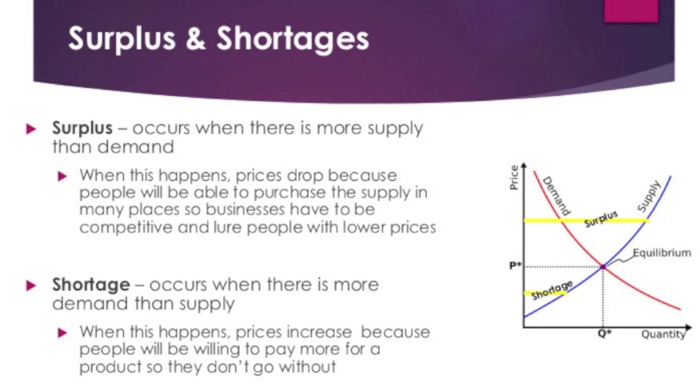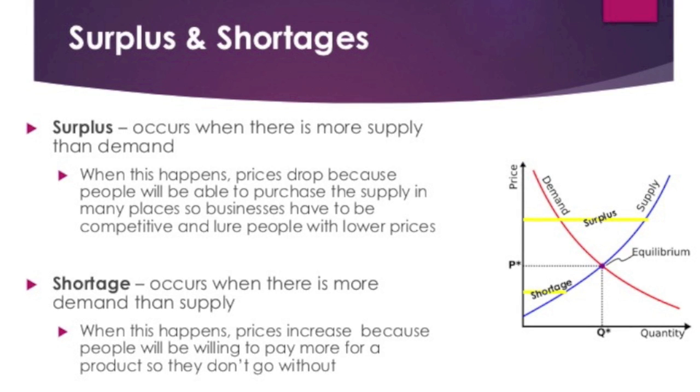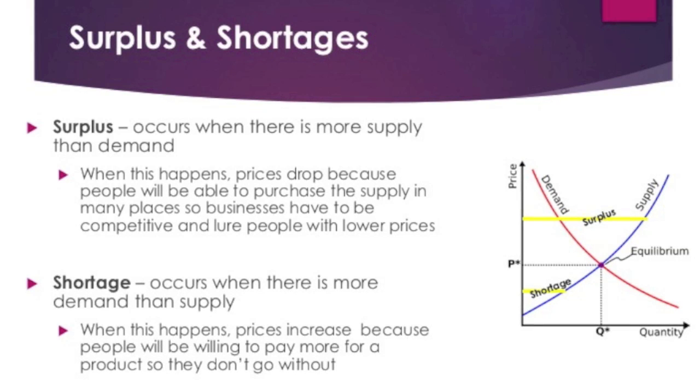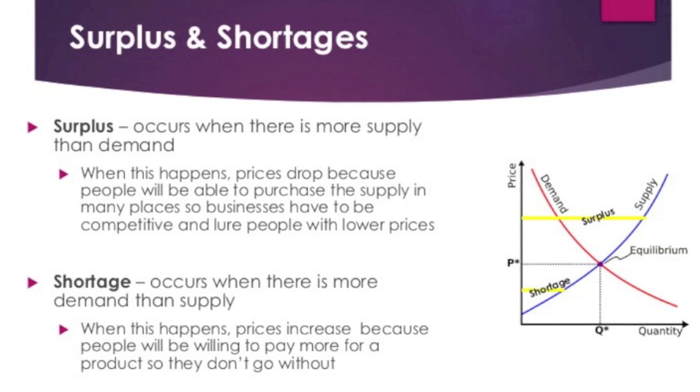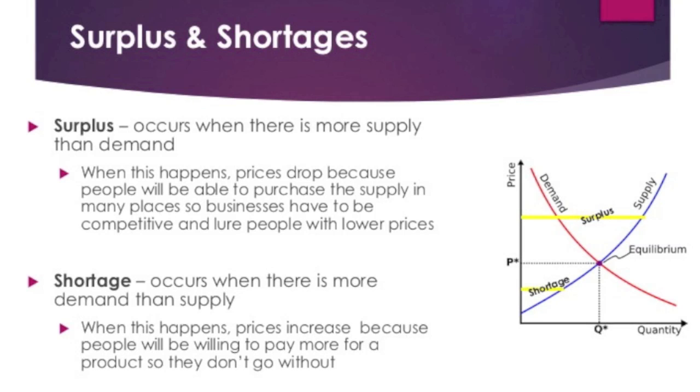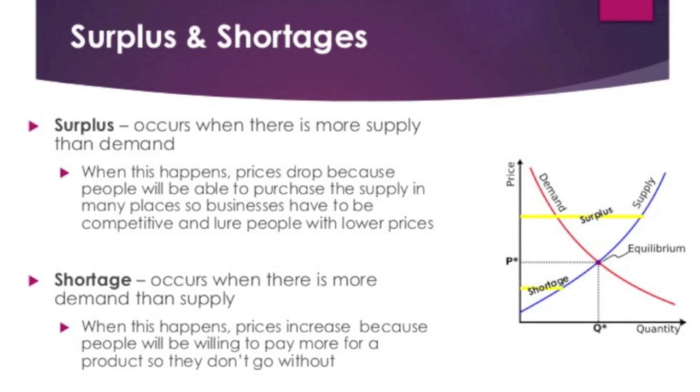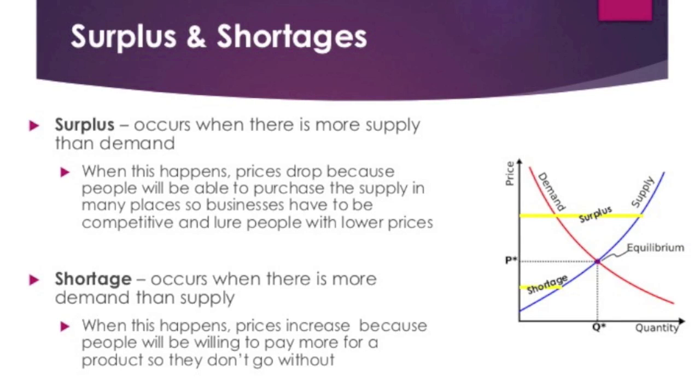The reason is they do not want to have a surplus or a shortage of products and services. If you take a look down at the chart in the right corner, a surplus occurs when there is more supply than demand. When this happens, prices drop because people will be able to purchase the supply in many places, so businesses have to be competitive and lure people with lower prices. When they have so many options, they could go anywhere and purchase the products or services.